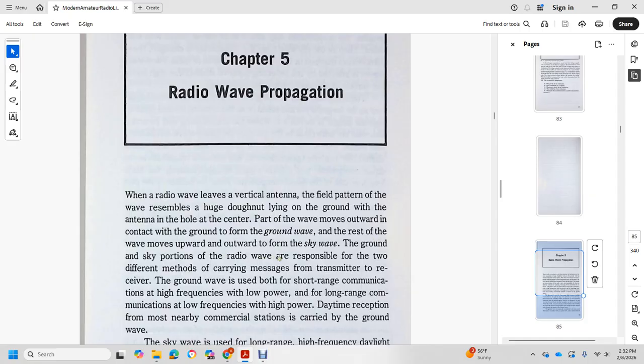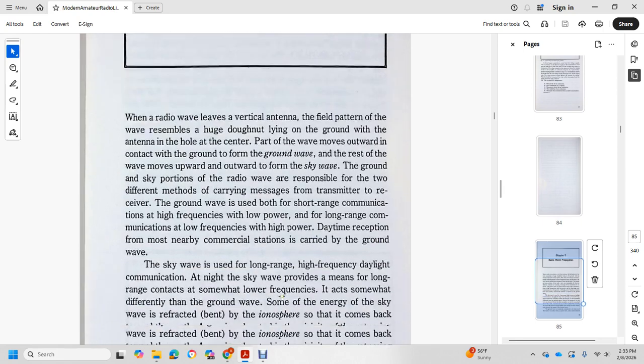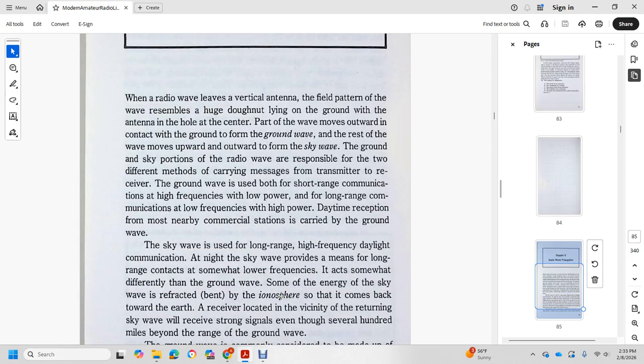The ground and sky portions of the radio wave are responsible for two different methods of carrying messages from the transmitter to the receiver. The ground wave is used for both short-range communications, with high frequency and low power, and long-range communications, with low frequency and high power. Daytime reception of nearby commercial stations is carried by the ground wave. The sky wave is used for long-range, high-frequency daylight communications.